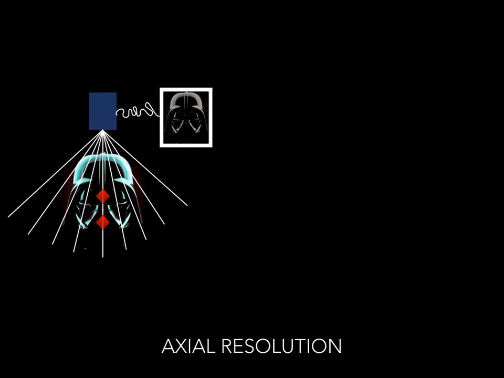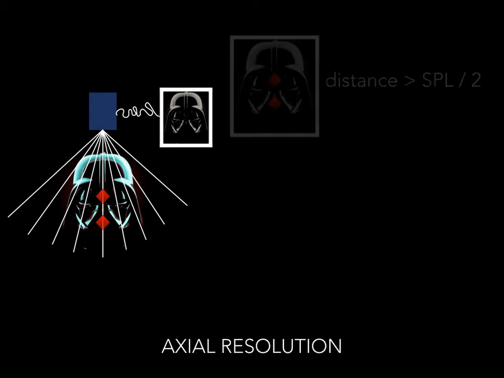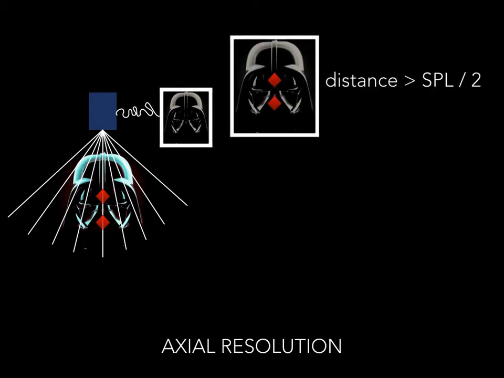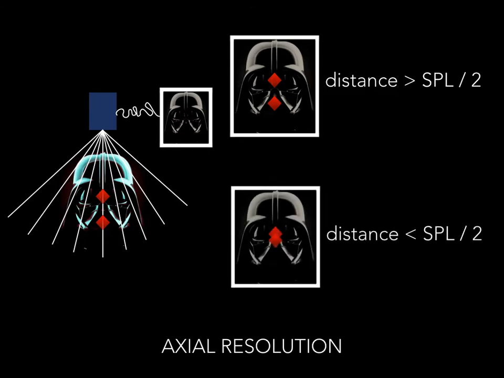After considering these variables, it follows that the shorter the spatial pulse length, the better the resolution. Recall that the shorter the wavelength, the shorter the spatial pulse length. Also, the higher the frequency, the shorter the wavelength. Ultimately, this is how increasing frequency will improve axial resolution.